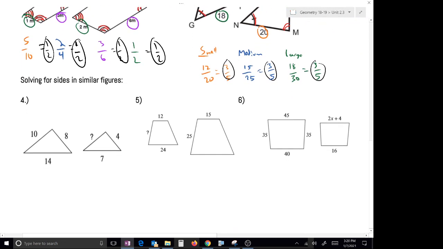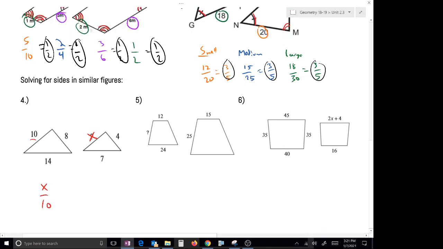Okay, so let's do a little practice. If we have similar figures, we know that all the sides are in proportion, so that can help us solve for missing sides if we know that these polygons are in fact similar. So the way that we would do this is we would set up a proportion. Any question mark here, we're going to call that an x to solve for. So x is going to match with 10, so x over 10.